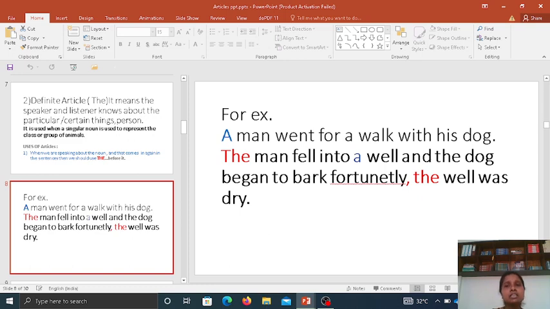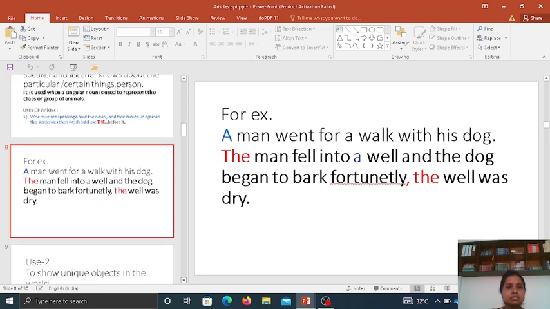Again I use "the" here, because when I was telling about the well the first time, I used "a", but in the next sentence when I was telling about the well, both the speaker and listener know about that man, that dog, and that well. So this is a small conversation and a small paragraph I have given here. In this way we have to use the articles in the English language.